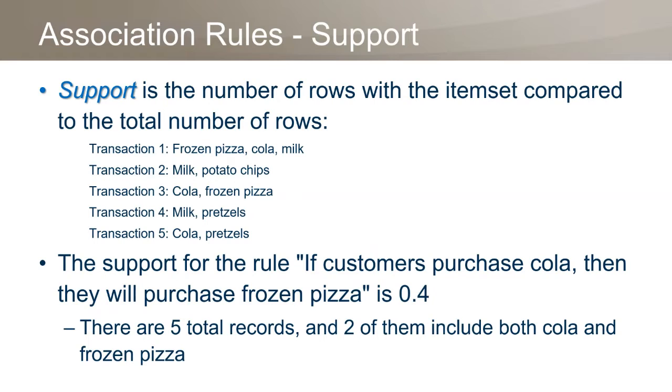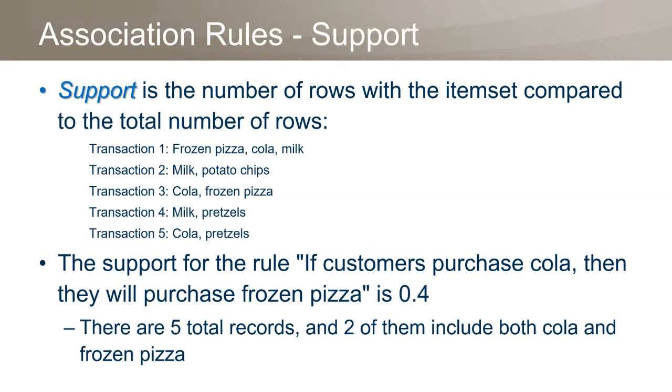But an item set is not directed. If you look at the rule on the slide, if customers purchase cola, then they will purchase frozen pizza. This already has somehow a direction. So cola is the condition and frozen pizza is the consequence. Now we could also turn this rule around and say if customers purchase frozen pizza, then they will purchase cola. So which rule is better? We wanted to get the rules, not just item sets. So which rule is better? Is there somehow that we could define this direction of these rules?